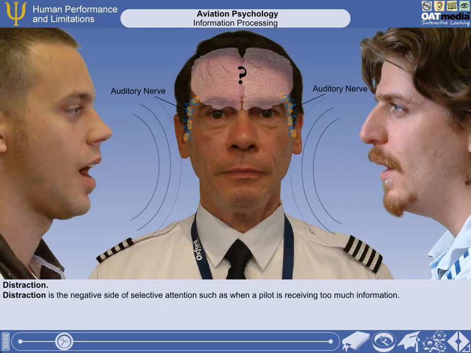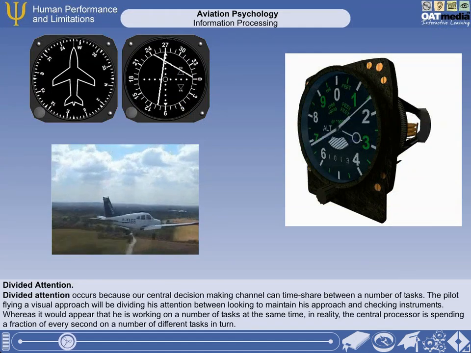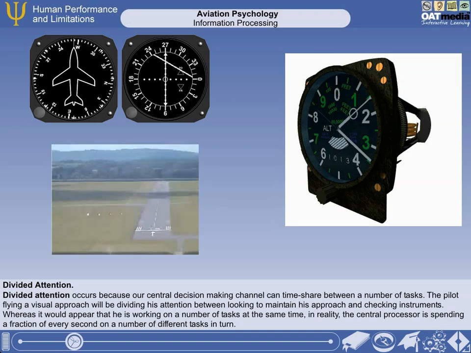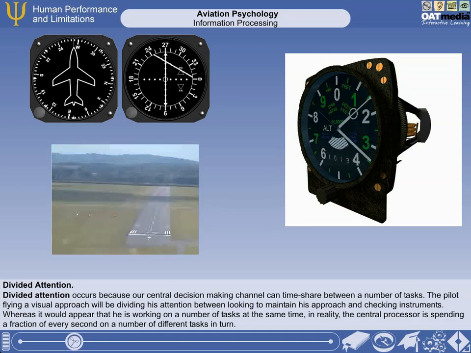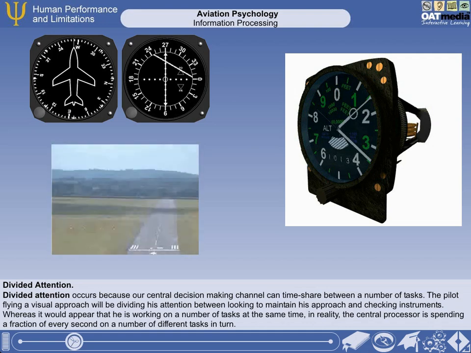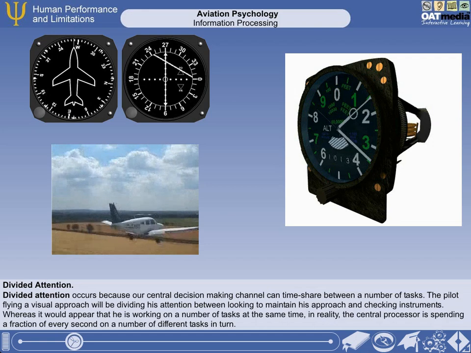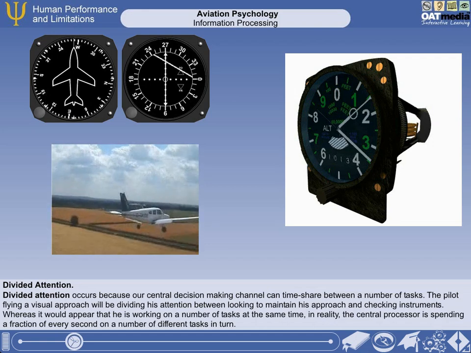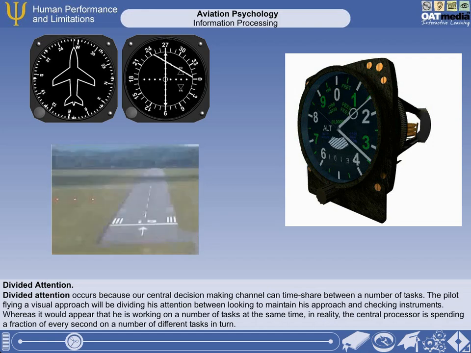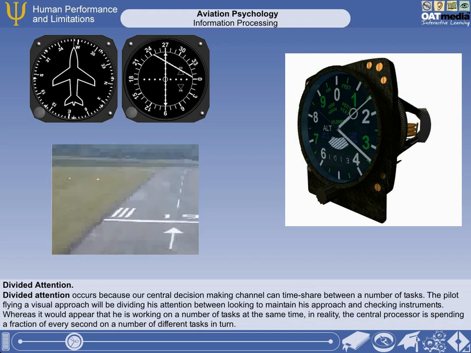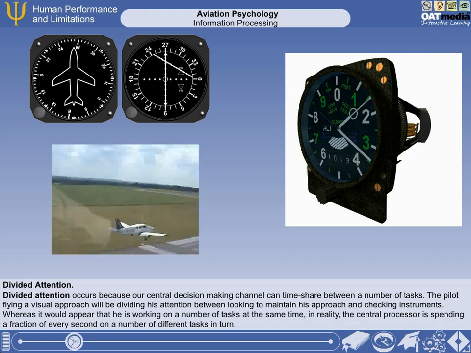Distraction is the negative side of selective attention, such as when a pilot is receiving too much information. Divided attention occurs because our central decision-making channel can timeshare between a number of tasks. The pilot flying a visual approach will be dividing his attention between looking to maintain his approach and checking instruments. Whereas it would appear that he is working on a number of tasks at the same time, in reality, the central processor is spending a fraction of every second on a number of different tasks in turn.